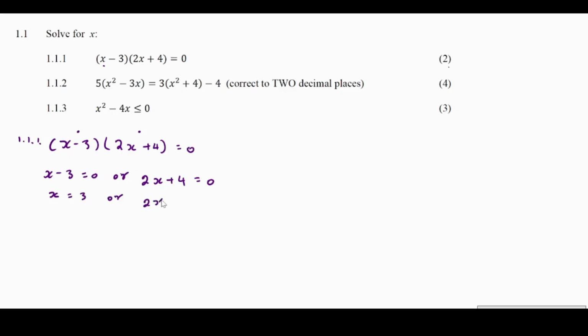Here we're going to have 2x is equal to negative 4, and then you divide both sides by 2, making the value of x negative 2. So these are the answers here: x is equal to 3, and x is equal to negative 2. Great.